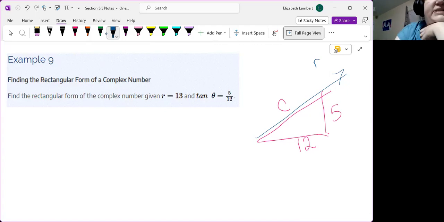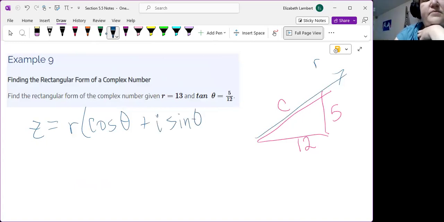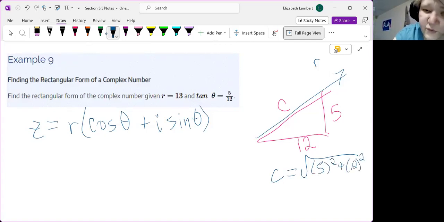So we still need to use our same r cosine theta plus i sine theta. But because they gave us a nice fraction, we can use the Pythagorean theorem for the third side. And in this case, it turns out it's our 5 and our 12 again. 144 and 25 is 169, which is 13, which is our radius.